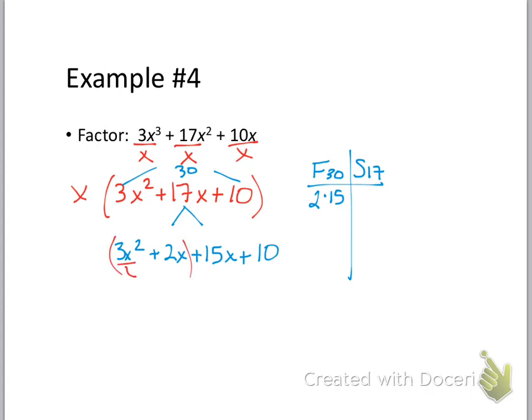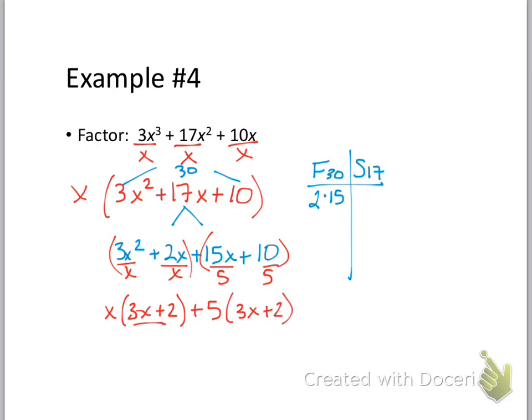Here, I can factor out an x. That gives me 3x plus 2. Here, I can factor out 5. That gives me 3x plus 2. Since what's in the parentheses is the same, I can do some smashing. And I bet you're really starting to get the hang of it now. Got 2 more examples for you that kind of stretch what we're thinking about.